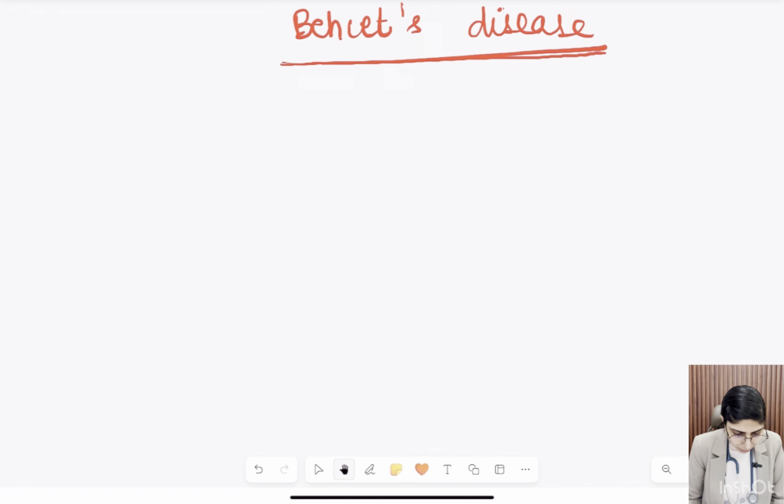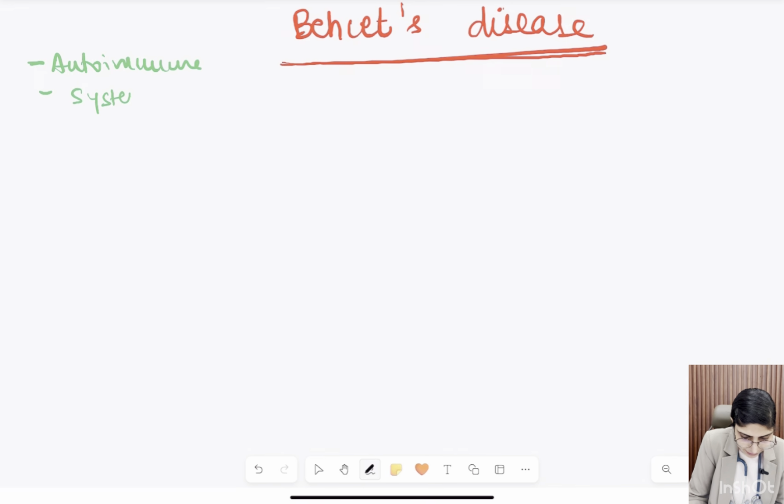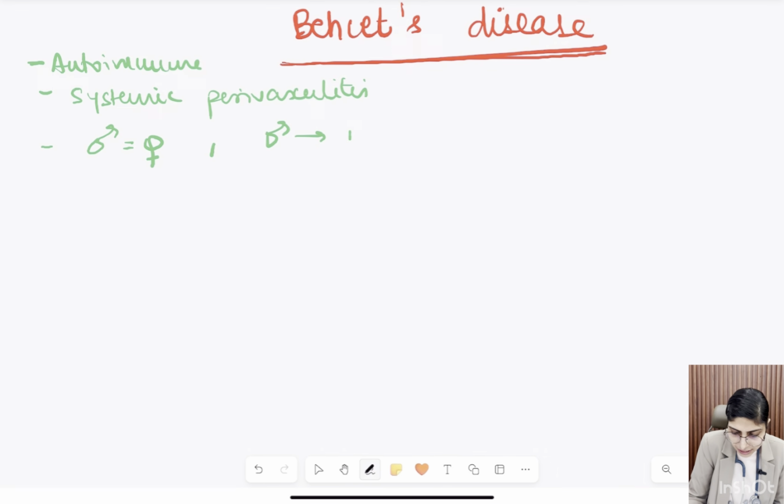Now I think we all know that Behcet is an autoimmune vasculitis syndrome, right? It is not a typical vasculitis because it is actually systemic perivasculitis, but it is an autoimmune disorder. So number one thing to remember about Behcet is autoimmune. Second, systemic perivasculitis syndrome. Third, male and female ratio is same, but males have more severe disease.